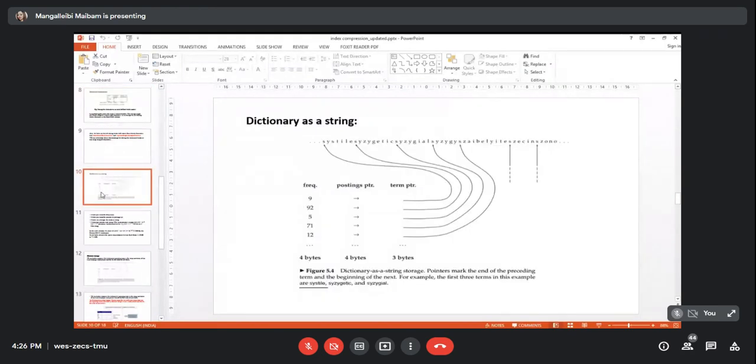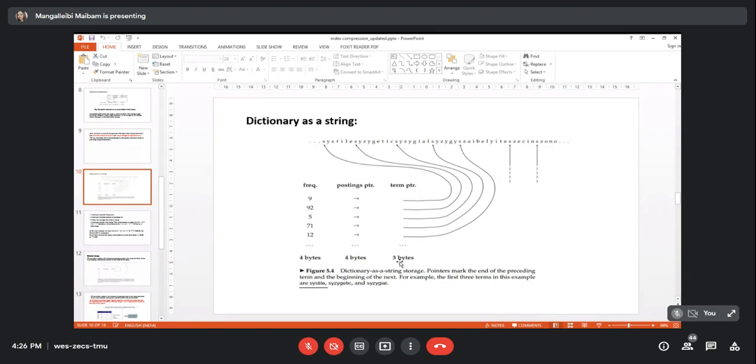While in dictionary as a string, instead of term storage, we have used a term pointer storage. Pointer storage reduces the size. Initially it was 20 bytes, but since we use only the pointer storage, because we are going to point here, right? For this it is only 3 bytes. It occupies only 3 bytes for term pointer. So automatically this reduces the size of the dictionary, reduces the size of the memory storage, right?